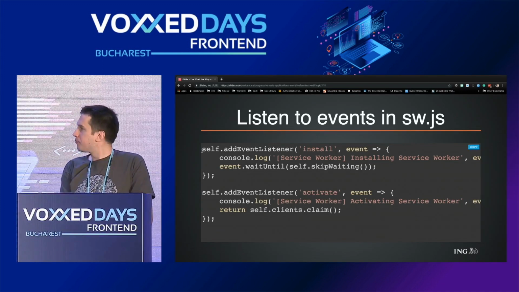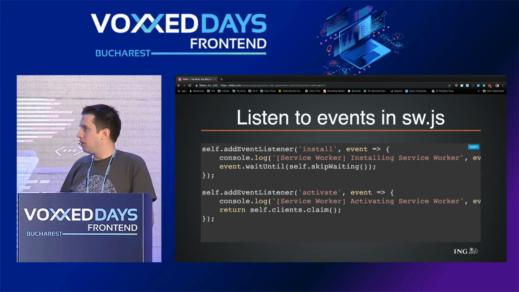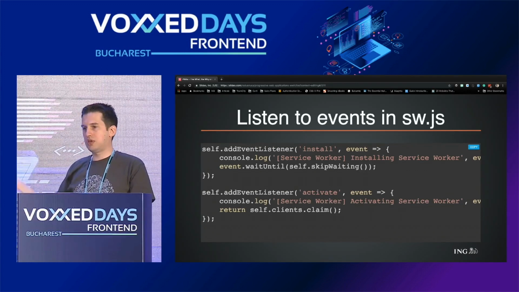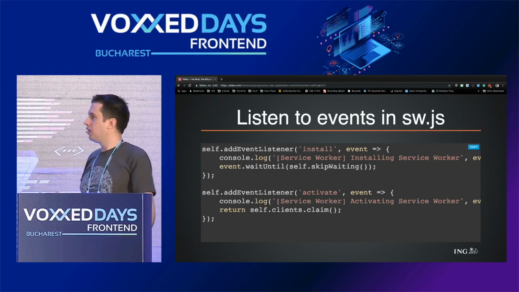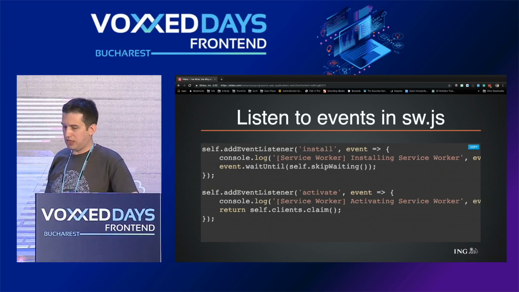Then you have this event wait until, which basically tells the user engine, hey, keep my service worker alive until all the promises inside are resolved. Then you have the self skip waiting, which is basically, you know what, I don't want to wait for you to install me, for the user to close the app, and I just want to take over the world at this moment. And again, in the activate event, you have self.clients.claim.